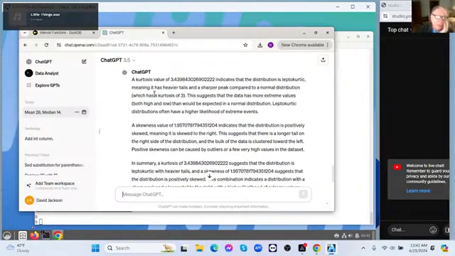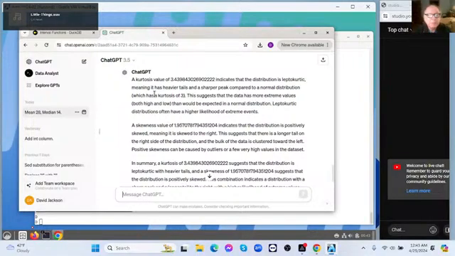Okay. The kurtosis value of 3.439 indicates that the distribution is leptokurtic, meaning it has a heavier tail and sharper peak compared to a normal distribution, which has a kurtosis of 3. This suggests that the data has more extreme values, both high and low. Leptokurtic distributions often have a higher likelihood of extreme events.